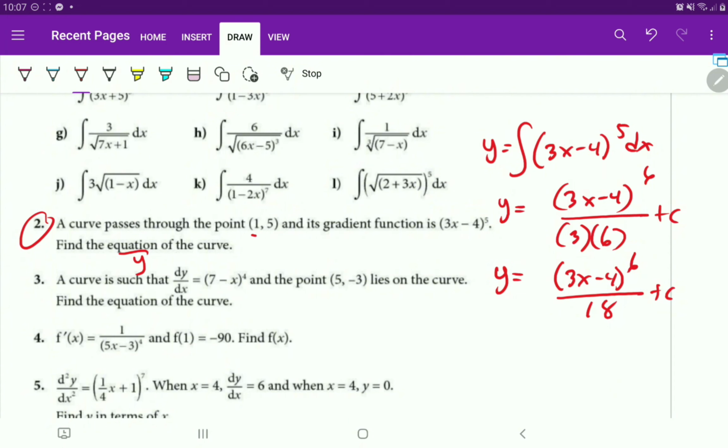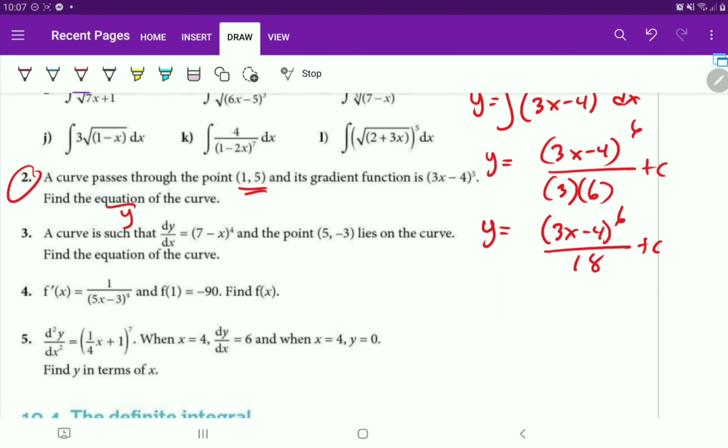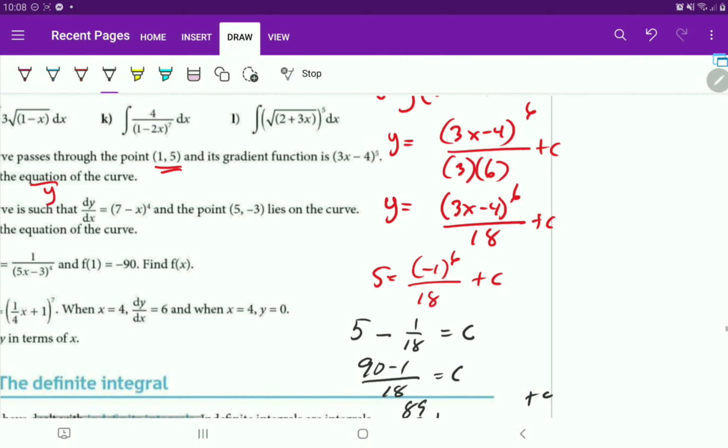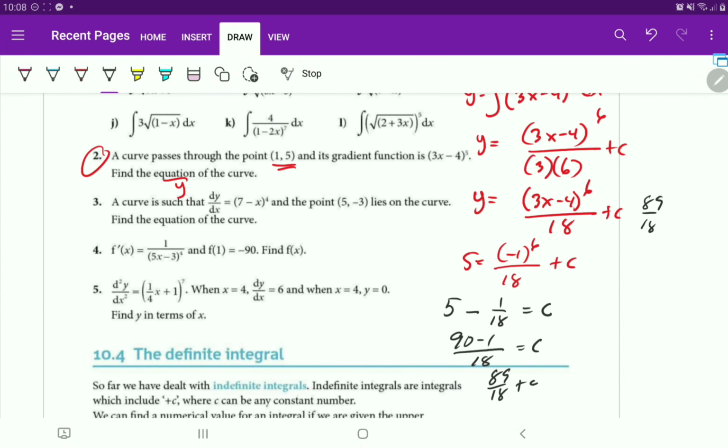Now, it is passing through 1,5, right? So therefore, 5 is equal to 3 times 1 is 3 minus 4 is negative 1 to the power of 6 over 18 plus c. 18 times 5 is what? 90? Sorry, again, I shouldn't multiply right away, but 5 minus 1 over 18 is equal to c. So therefore, 5 times 18 is 90 minus 1 over 18 equals c. So 89 over 18 is c. So therefore, just replace this one with 89 over 18. Okay, and that is now the answer.